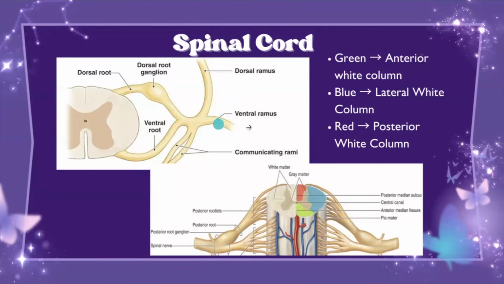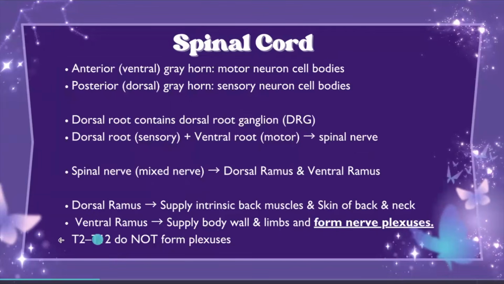Also, another thing that I want you to keep in mind for the ventral ramus is that it provides the roots of various nerve plexuses. And this is important to note. T2 to T12 do not form plexuses, so keep that in mind. Ventral ramus forms nerve plexuses.